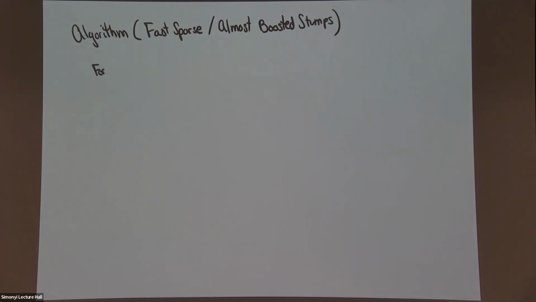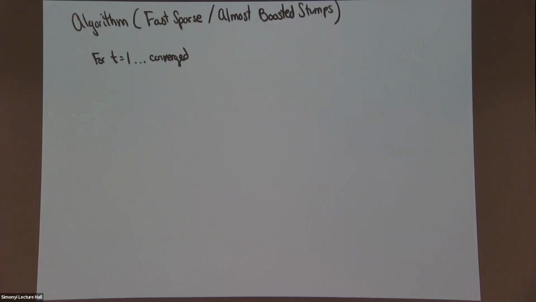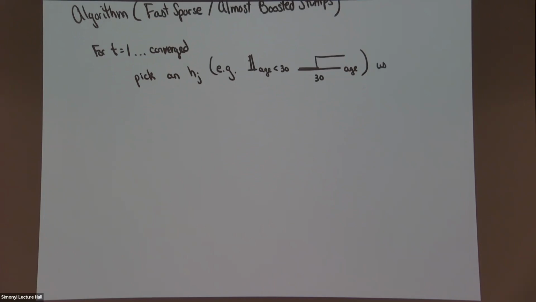Okay, so for t equals 1 until you've converged. Converged means the loss is not going down very much at each iteration. So you pick an h_j, one of these step functions, like one if age is less than 30 or something like that. Here's age, this is 30, and that's the function. The way that choice is made is using what's called a priority queue, so there's a way of arranging all of these h_j so that you're more likely to get one that will end up in the model.